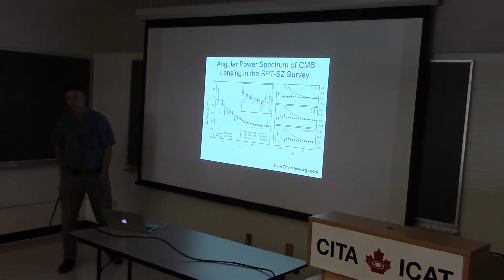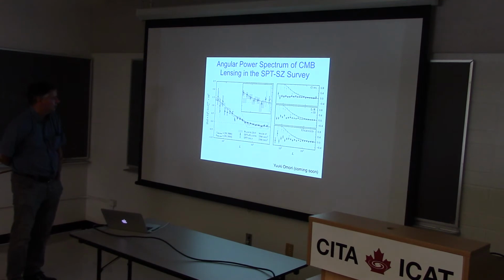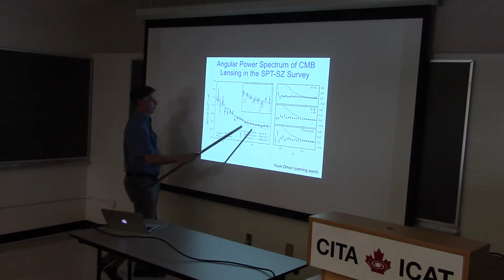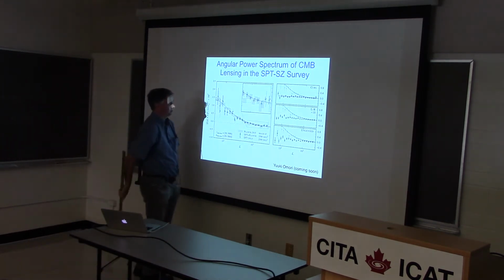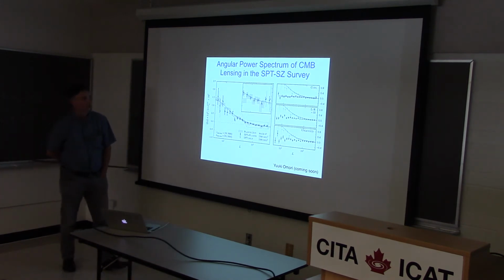Yep. Maybe it's just a trick of the plot, but it looks like it's a pretty sharp transition between the SPT and SPT plus Planck error bars being the same, and there being a difference. You mean right here? Yeah. Do you expect it to be like that?